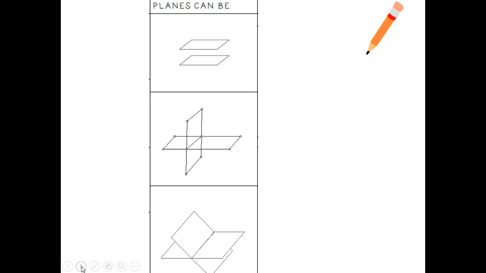Now, just like lines, planes themselves can be special. So planes could be parallel, like this picture. Remember, parallel planes would be just like parallel lines.